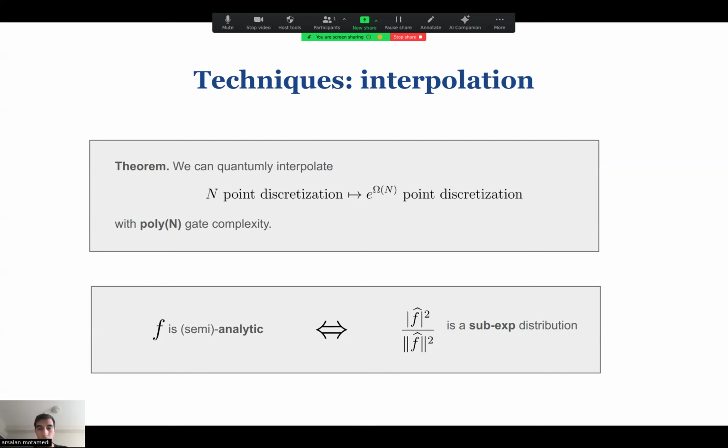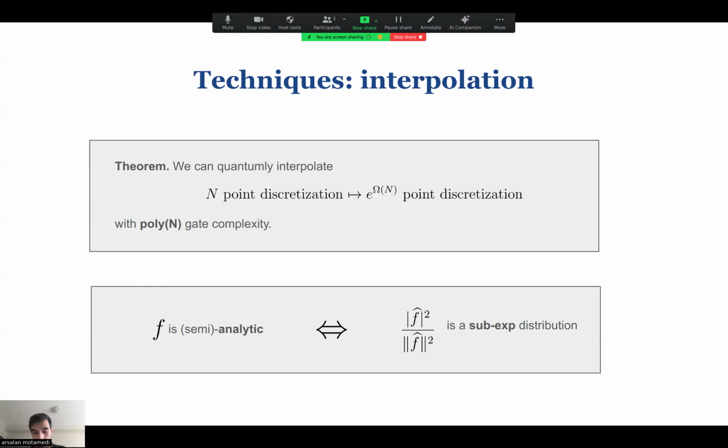And then there are quantum Fourier transform techniques that we'll use in order to devise an algorithm which basically proves the theorem above.